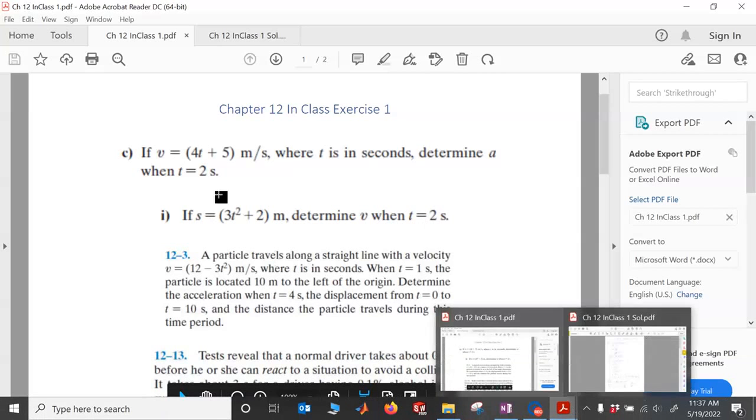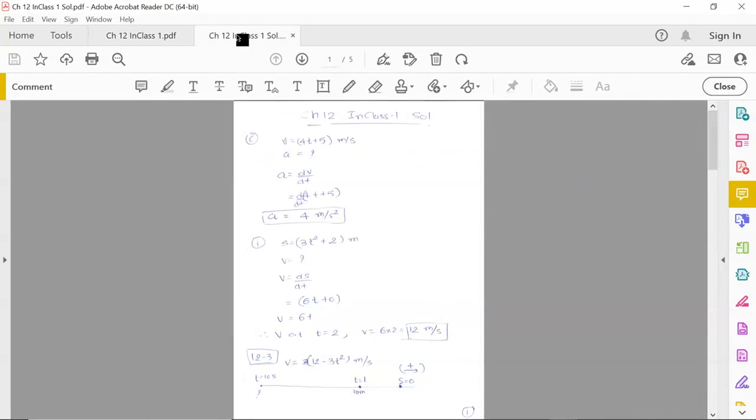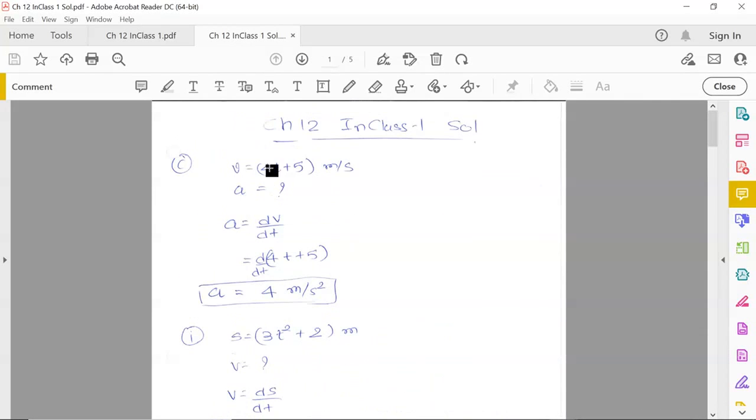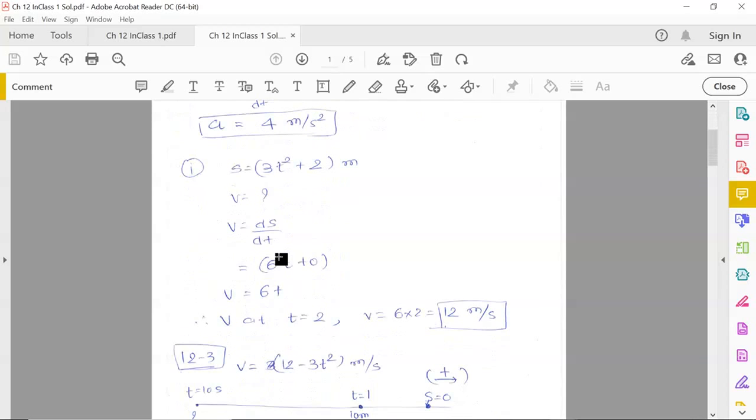Now, for both of these problems, the solution is uploaded on Kodiak under Chapter 12 in-class exercises and solutions. So this is the solution of the first problem. Acceleration is 4, which is the derivative of velocity. For the second question, the derivative of position is 6t, and then t equal to 2 gives us 12 meters per second.